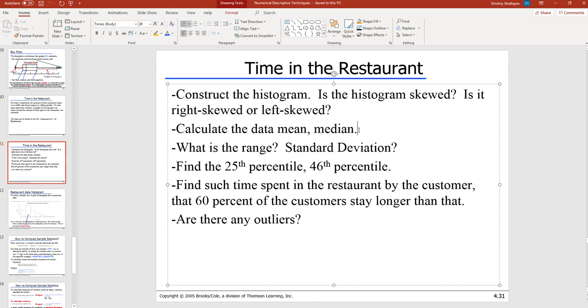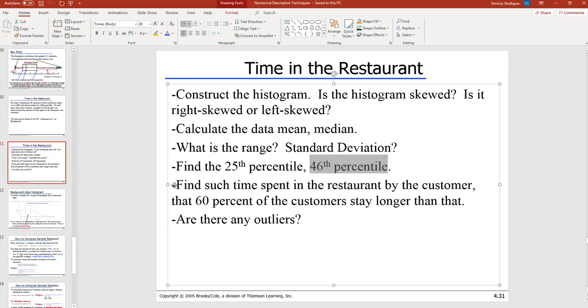So these are the measures of central location, right? Then we're moving on to the measures of variability. Calculate the range and the standard deviation. Then after that, find the 25th percentile and 46th percentile. So these are the measures of relative standing, right? And we're going to interpret them as well.